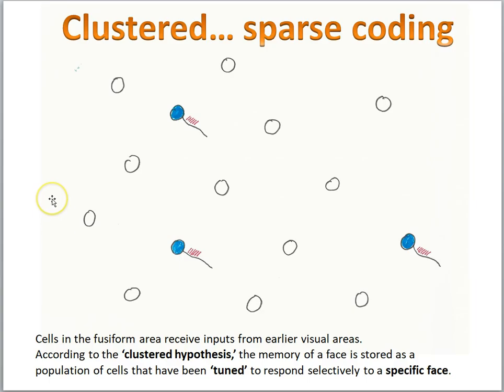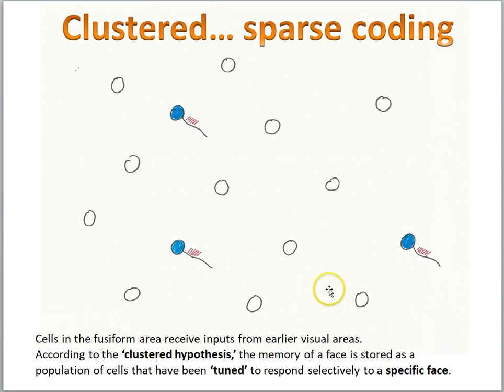To better understand the difference between these two views, let's look at a simple picture like this. Here we are in the fusiform face area. These cells are receiving visual inputs from earlier visual pathways, and we have 3 cells that are shown to be making action potentials, the little red marks here. And this would be the sparse coding view. So face number 1 has activated these 3 cells. So it's a minority of cells.